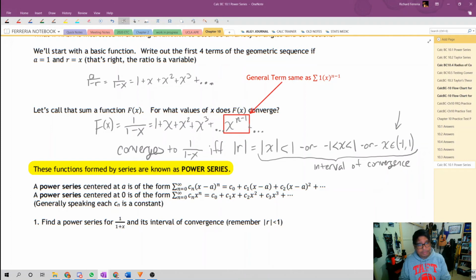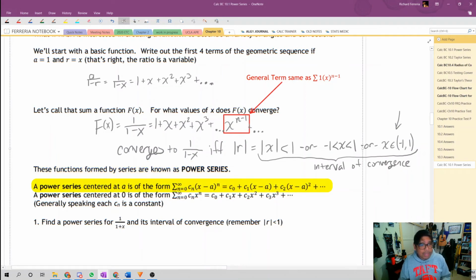Now, power series can be written as the sum of a constant multiplied by x minus a to the n power. As you can see in this highlighted thing, we have the series of c n times x minus a to the n, and that's equal to c naught plus c1 times x minus a plus c2 times x minus a squared, etc., etc. That's the way all power series can be written.